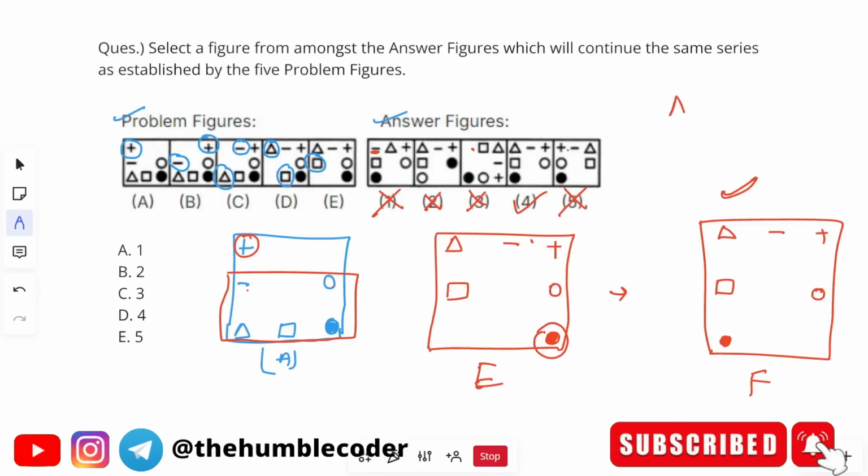So you see, we have already created the diagram on our own, and we have also matched it. So the correct answer is figure number 4, which is option number D. Okay, so the correct answer in this case is option D, figure 4. Hope you have understood the logic.